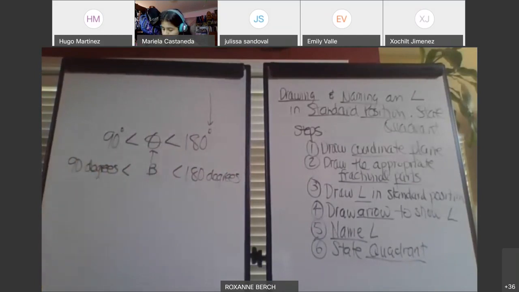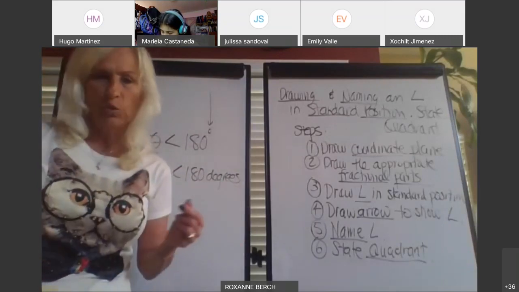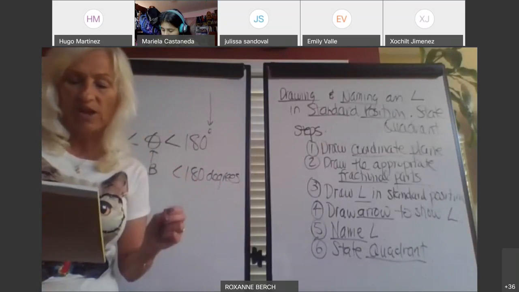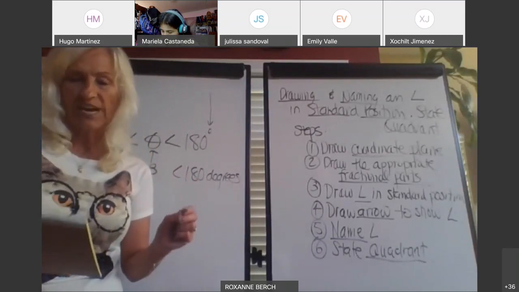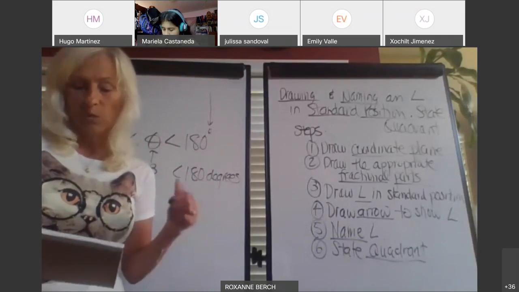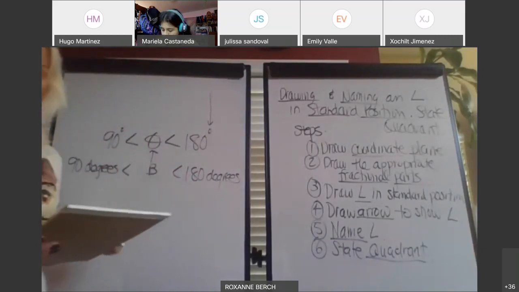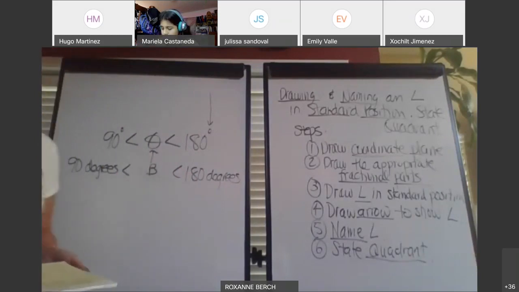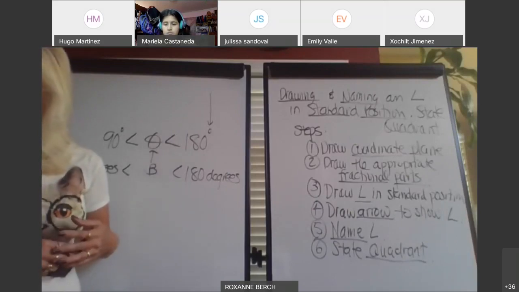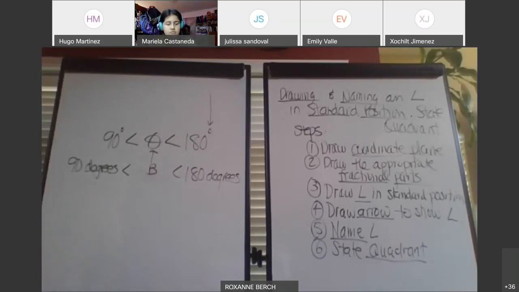So that's if I asked you to define an obtuse angle. You would say an angle where B is less than 180 degrees and greater than 90 degrees. Another example, positive angle. If you were going to define a positive angle, you would say it's an angle formed by counterclockwise rotation of a ray. So watch your definitions. Make sure you're writing something that makes sense in a complete sentence.